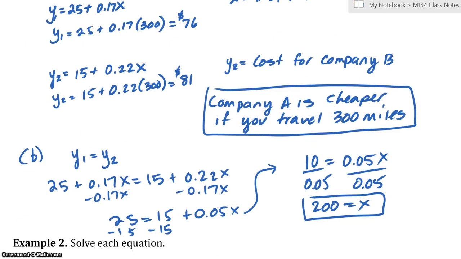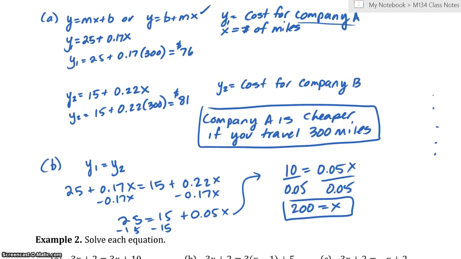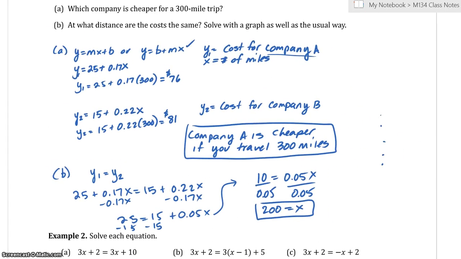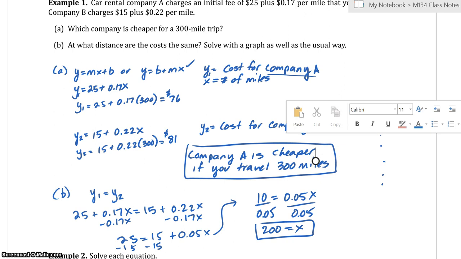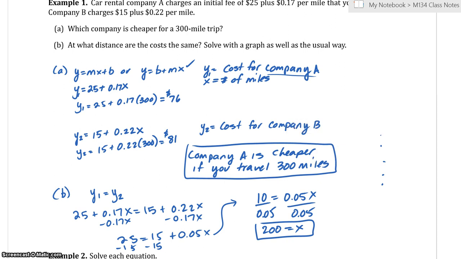I got 200 miles. What I did to solve this, let me make this a little smaller so we can see the whole thing, is I set the cost of company A equal to the cost of company B. So I set y1 equal to y2. I end up with the equation. I decided to subtract the 0.17x from both sides. Don't let the decimals mess you up. And then I subtracted 15 from both sides, and I got 10 is equal to 0.05x, divided both sides by 0.05, and got 200.